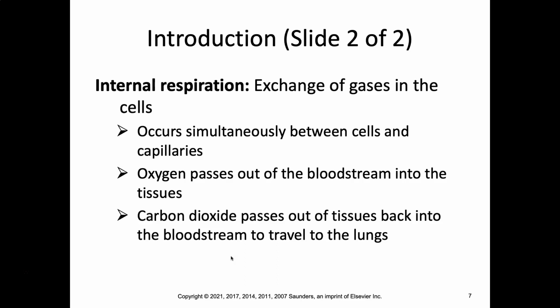So external is in and out of your lungs, and that's in the capillaries going into the blood. Internal respiration is when that oxygenated blood goes out to the tissues, and it unloads the oxygen in the tissues, and it picks up the carbon dioxide from the tissues and takes it through the bloodstream back to the lungs to be exhaled out.